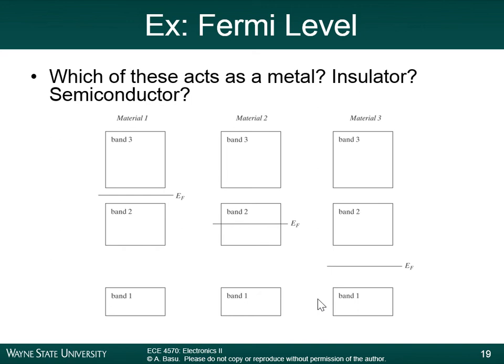Material 2 would be metal and insulator. I'm sorry, go ahead. The left one is semiconductor, and the middle one is metal, and the right one is insulator. Yeah, very good. So let's go through and explain them then. So let's do material 2 first.